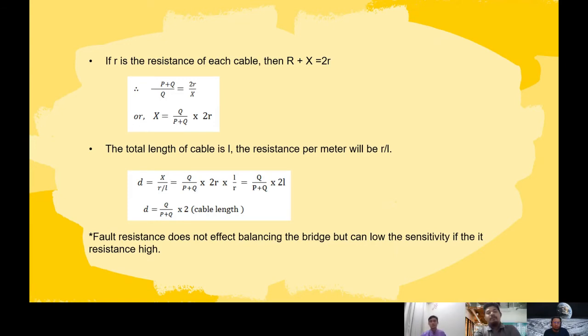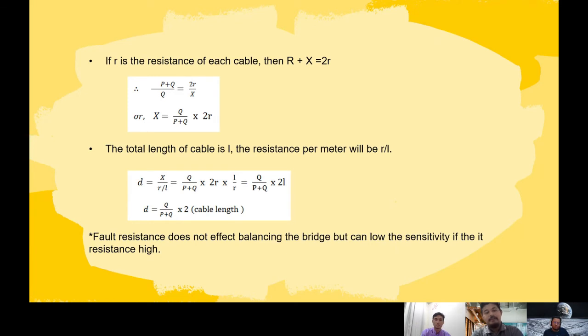The total length of the cable is L, so the resistance per meter will be r over L. Then we can put that into the equation. The final equation we get is X equal to Q over P plus Q multiplied by 2L, where L is the cable length.